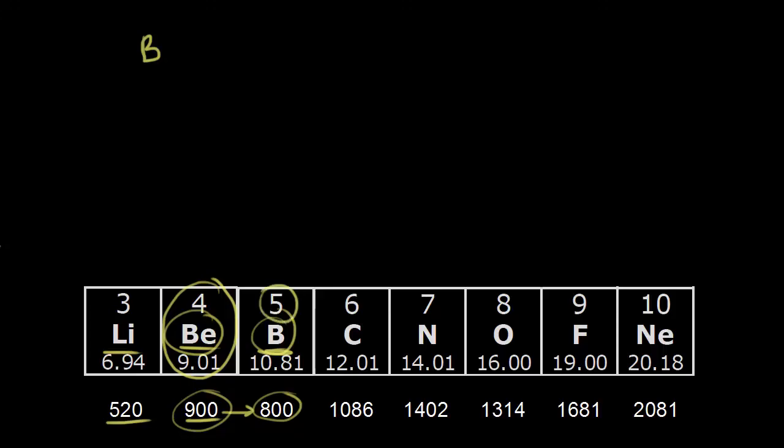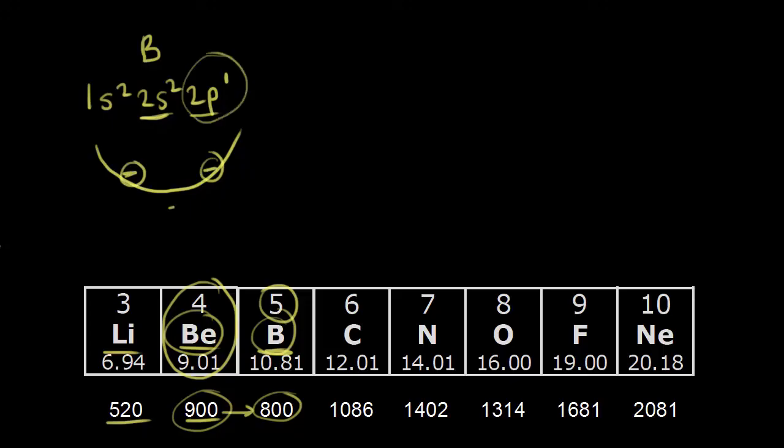Boron has 5 electrons, so the electron configuration is 1s2, 2s2, and 2p1. So that 5th electron of boron goes into a 2p orbital. And the 2p orbital is higher in energy than a 2s orbital, which means the electron in the 2p orbital is on average further away from the nucleus than the 2 electrons in the 2s orbital. So if we just sketch this out really quickly, let's say that's my 2s orbital. I have 2 electrons in there. And this 1 electron in the 2p orbital is on average further away from the nucleus.